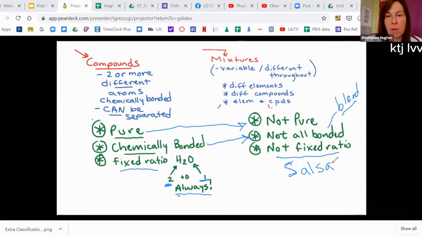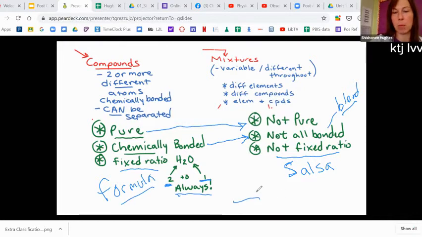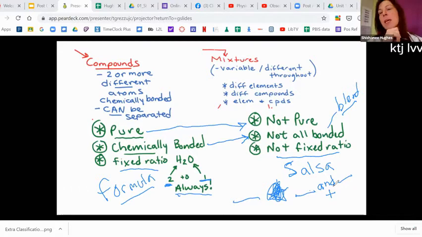It's not a fixed ratio. The other thing I didn't write here is the code. We use a formula for compounds, and with a mixture, it's going to be something and something. Remember, we use that ampersand. Oh, that looks really bad. Let me try to erase that. Will it let me erase it? Nope. Let me try again. Here and here, that plus sign. So when you have a mixture, it's going to be something and something.